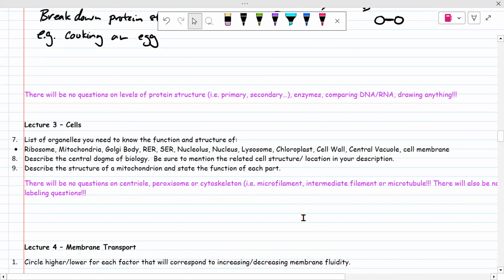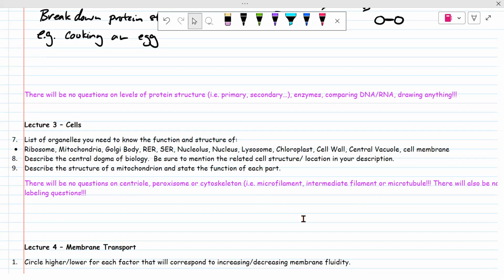For the interest of time, I'm not going to go through this one. You already have it in the lecture study guide. You have to know the functions of all the organelles listed here. You don't have to label, but I'm going to give you a description of something. Let's say it produces energy, and you have to tell me which organelle it is. It's the mitochondria.